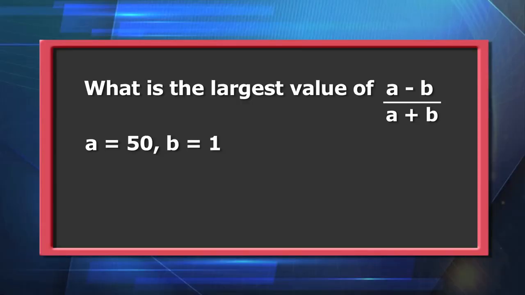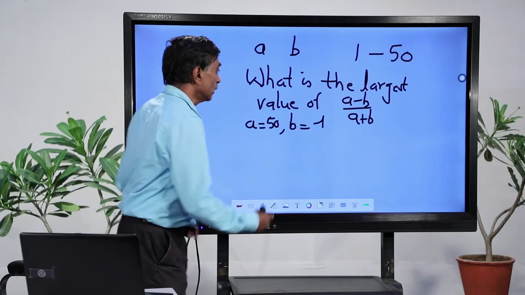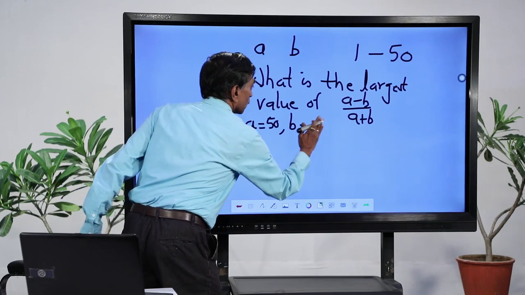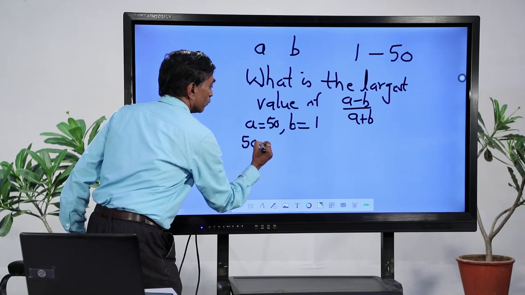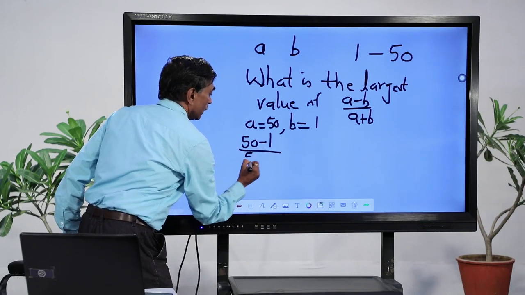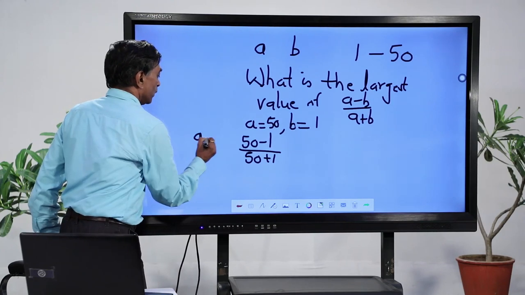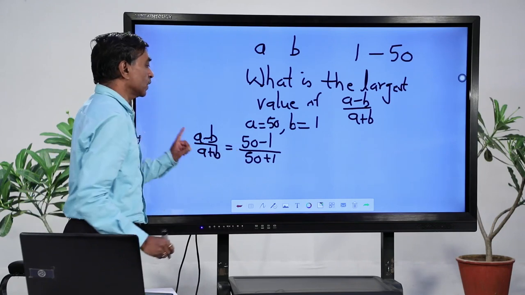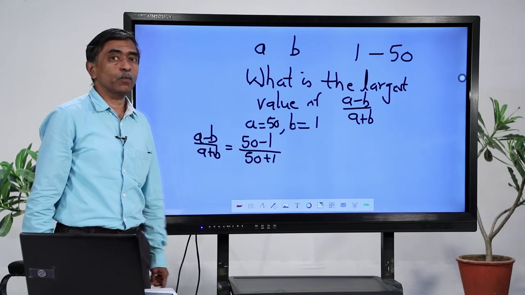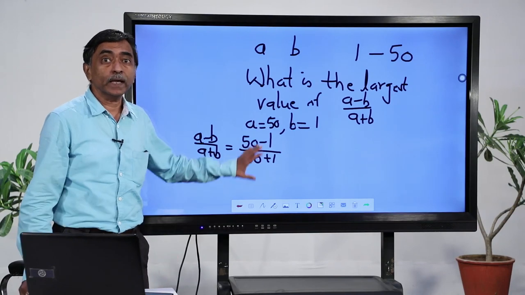What if I take A as 50 and B as 1? If I take A as 50 and B as 1, the numerator I get here is 50 minus 1, upon 50 plus 1. The final value of (A minus B) upon (A plus B) that I get is 50 minus 1 upon 50 plus 1. After trying some combinations, you can arrive at this.